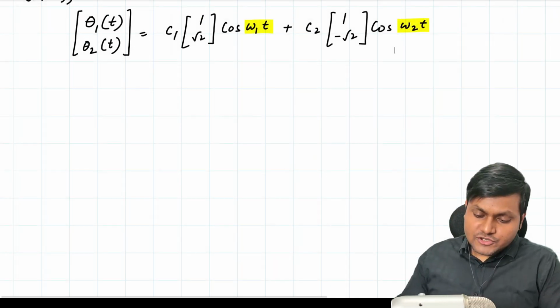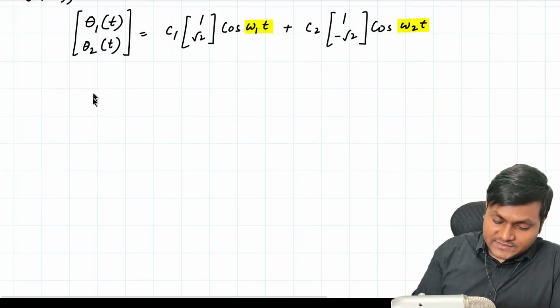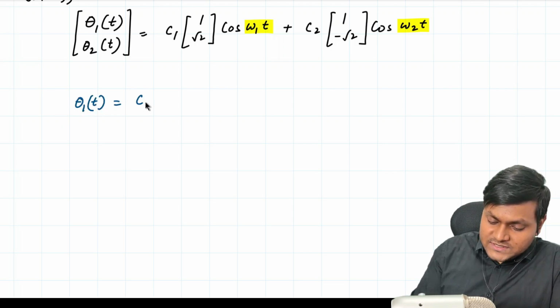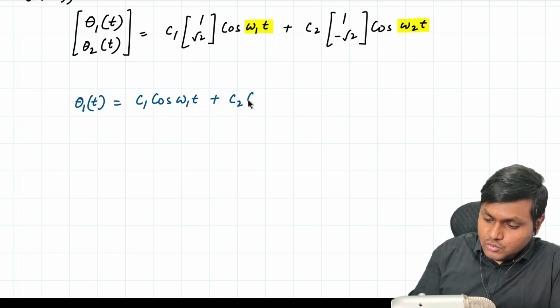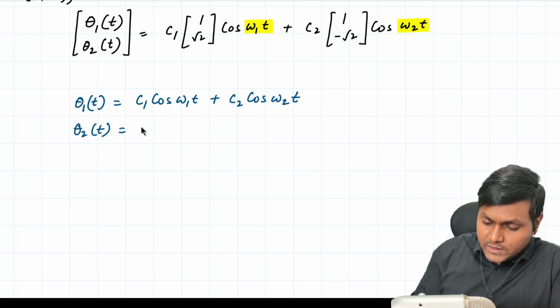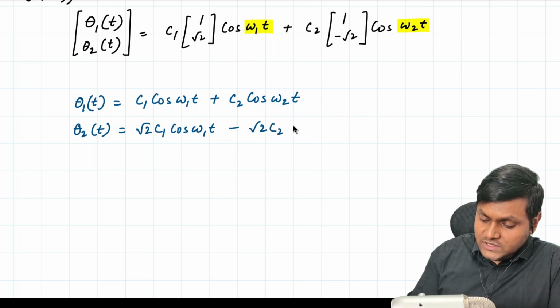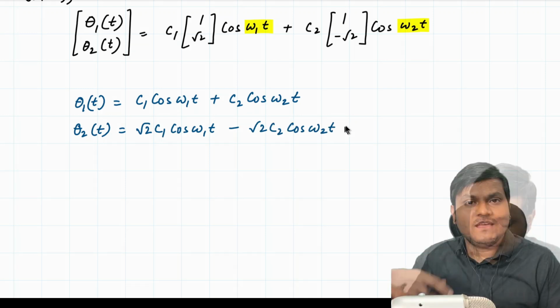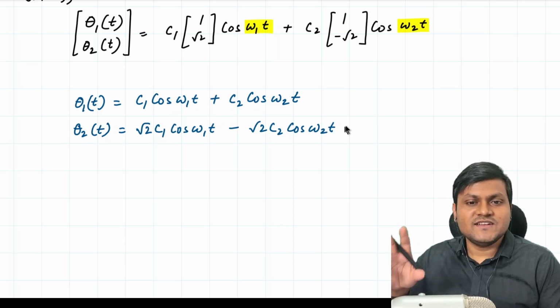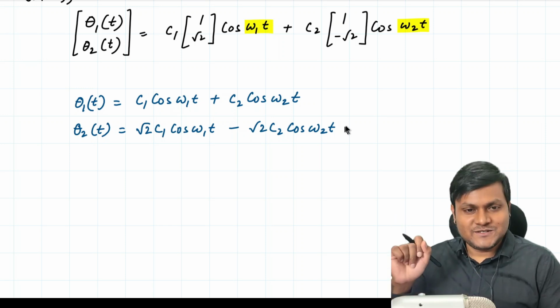So if I write the solutions separately, then I can say that theta 1 of t is equal to C1 cos omega 1 t plus C2 cos omega 2 t, and theta 2 is nothing but root 2 C1 cos omega 1 t minus root 2 C2 cos omega 2 t. Finally, these are the general solutions for both the masses of the double pendulum for small angular approximations.